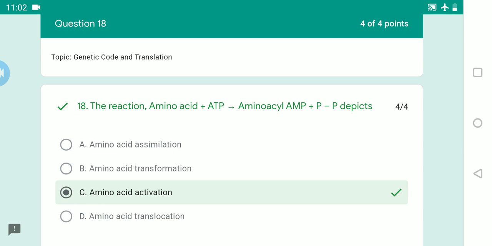The next question, here you should identify the process, the reaction. This is related to translation. The first process during translation is amino acid plus ATP giving aminoacyl AMP plus PPi, as depicted. This process is known as aminoacylation, also known as amino acid activation. It is a direct question, no need for confusion.